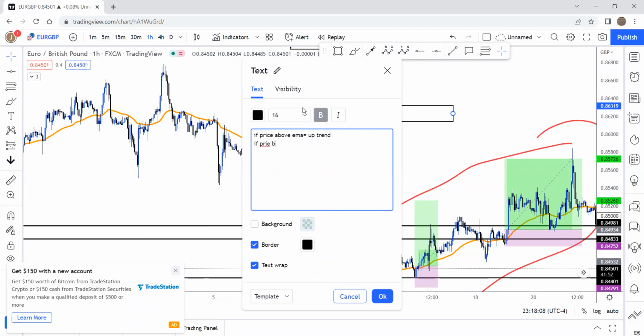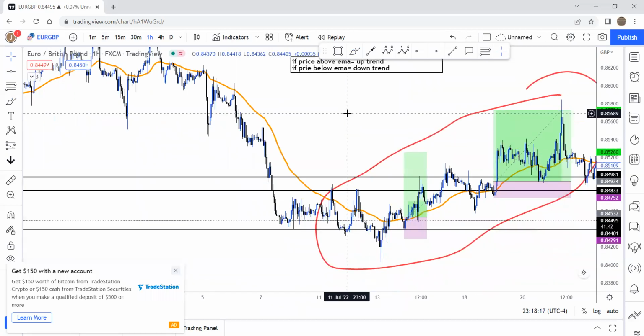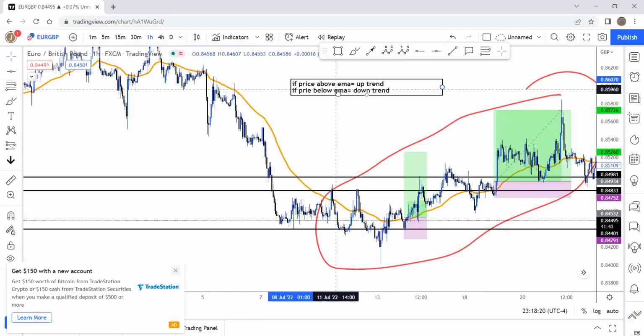If price is below the EMA, we're looking for a downtrend. Now, am I saying to solely look at price being above or below? No, that is not what I'm saying, right? I'm only making that statement here, price is above or below. These are the types of trend, just to simplify, right?